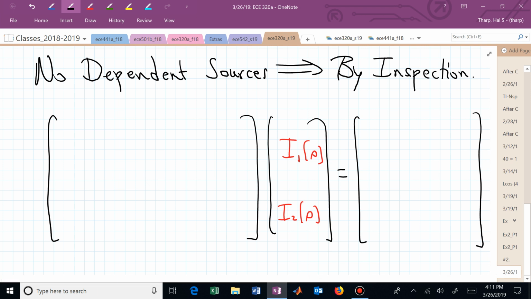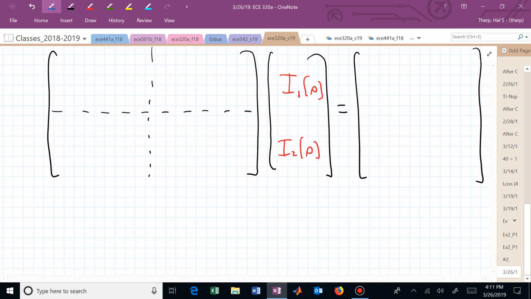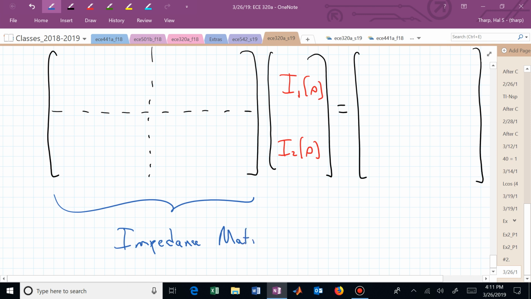This all has to be compatible, which means that this better be a matrix which when multiplied by a 2 by 1 vector gives me a 2 by 1 vector. So this matrix is a 2 by 2 matrix, where this is now our impedance matrix. And this is our source matrix, or right-hand side.